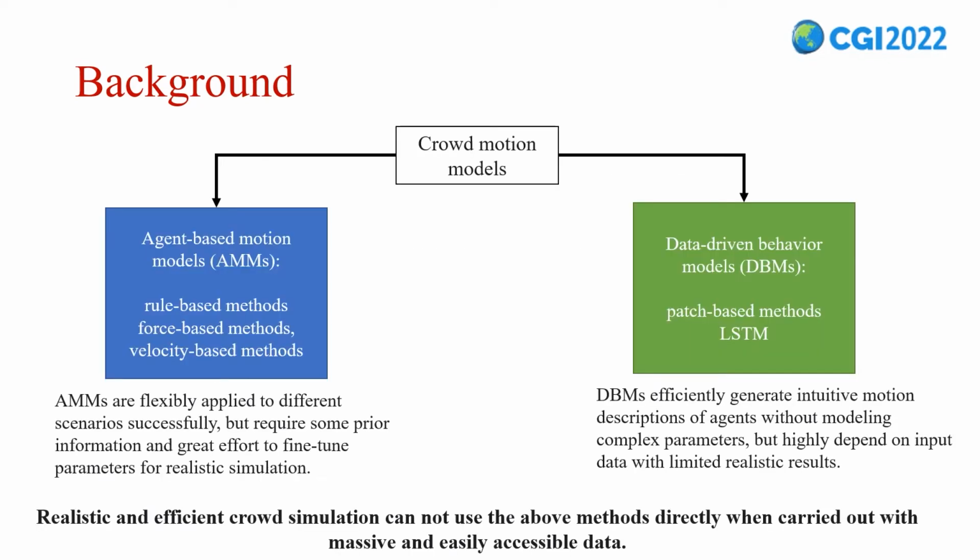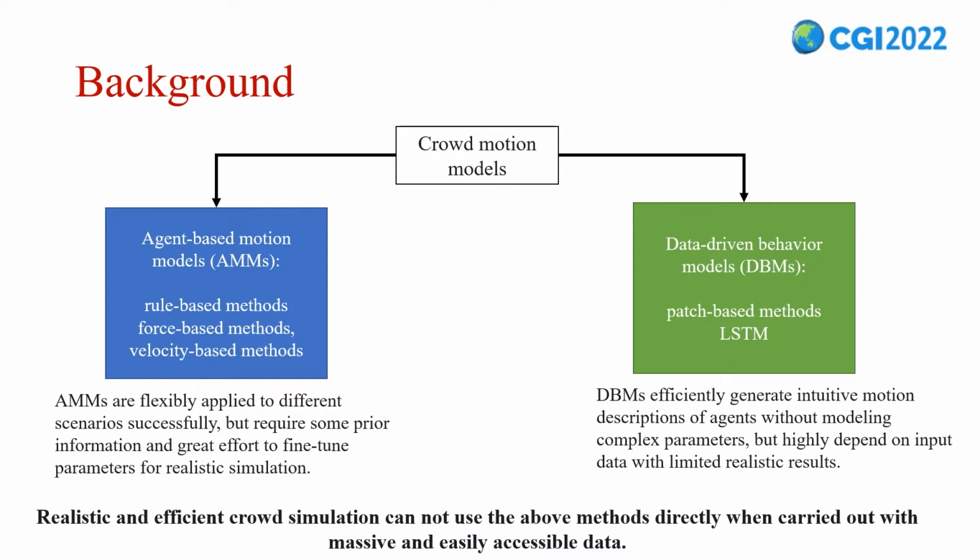There are many works proposed to model cloud motion or understand cloud behaviors, which mainly are divided into two categories: agent-based motion model (AMM) and data-driven behavior model (DBM). AMM include techniques based on rule-based methods, force-based methods, velocity-based methods, which commonly have clear rules for cloud motion. These methods are flexible, applied to different scenarios successfully, but they often require some prior information and great effort to fine-tune parameters for realistic simulation.